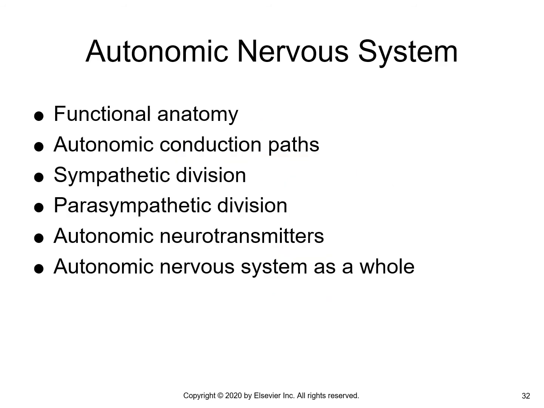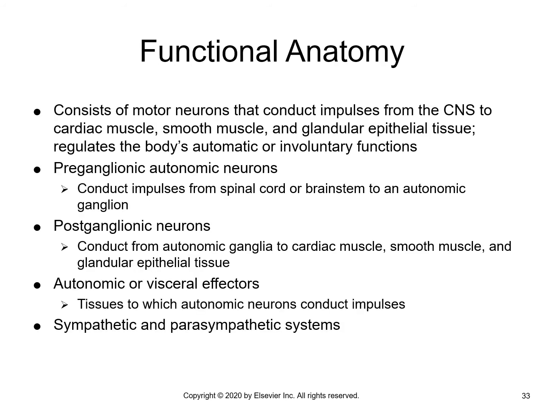So let's talk about the autonomic nervous system. Functional anatomy, autonomic conduction paths, sympathetic division, parasympathetic division, autonomic neurotransmitters, and the autonomic nervous system as a whole. Functional anatomy: it consists of motor neurons that conduct impulses from the CNS, central nervous system, to cardiac muscle, smooth muscle, and glandular epithelial tissue, and regulates the body's autonomic or involuntary functions.